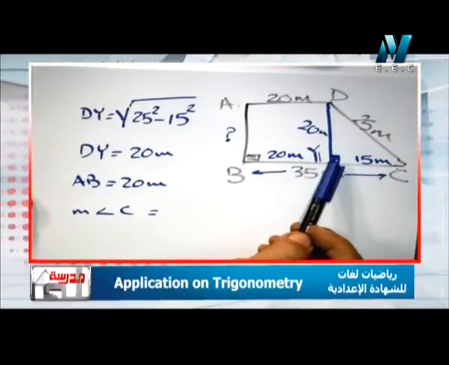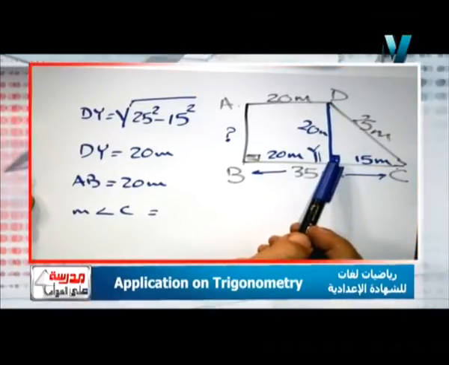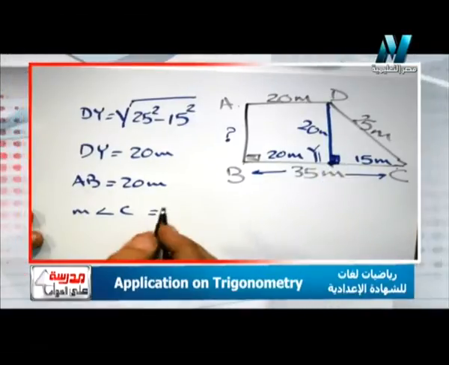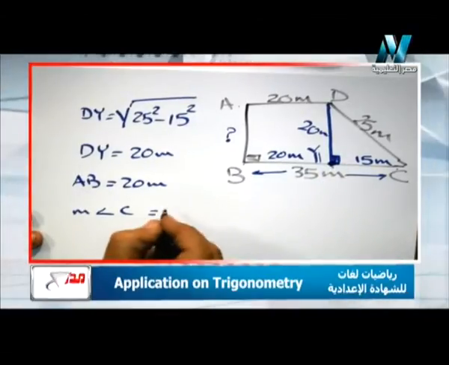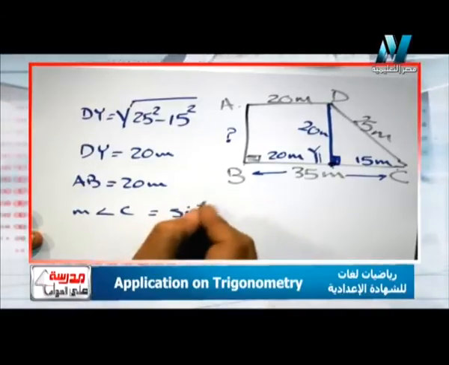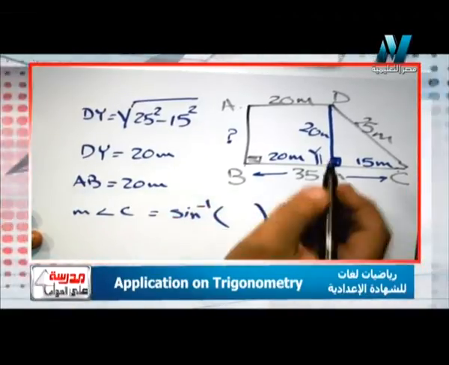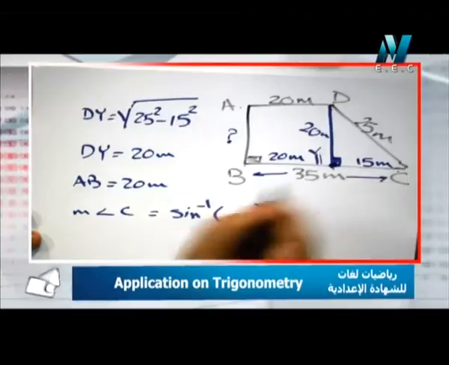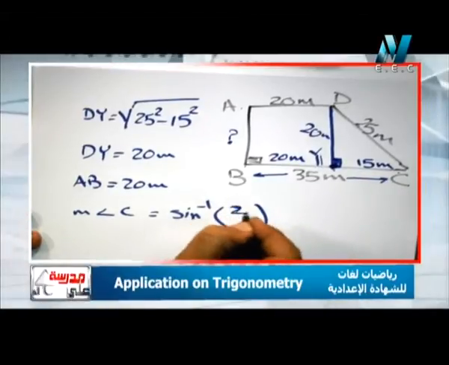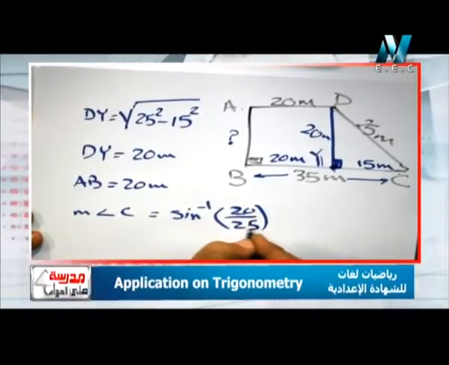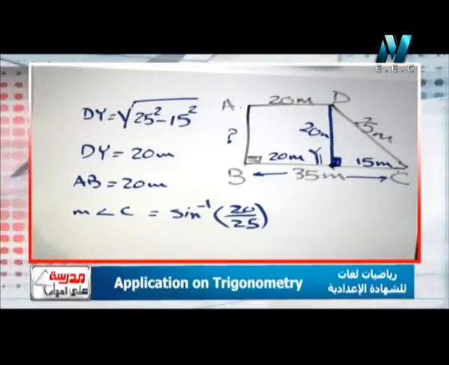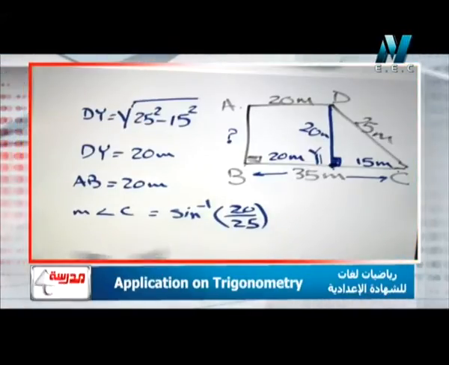So for any trigonometrical ratio I can use, the simple way for me is to use the inverse of sine for the length of the opposite over the length of the hypotenuse, which is 20 over 25. And as we said before, use your calculator to find the measure of this angle and convert it to degrees, minutes, seconds. And this is what we have in this exercise.